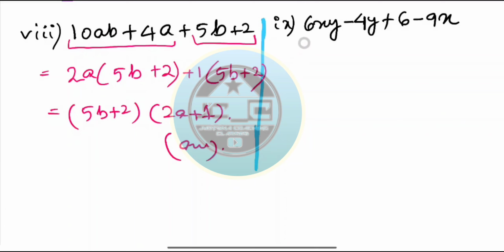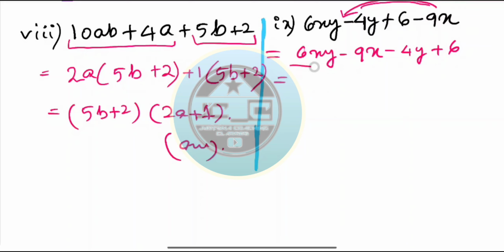And the last one, the ninth one. Now in this question, question number nine, we have to arrange the terms a little bit. We should arrange this: 6xy minus 4y plus 6 minus 9x. As we can see here, 6xy minus 9x, right, minus 4y plus 6. Only a little arrangement that I have done here. 9x has been brought to this place and everything has been squeezed there.